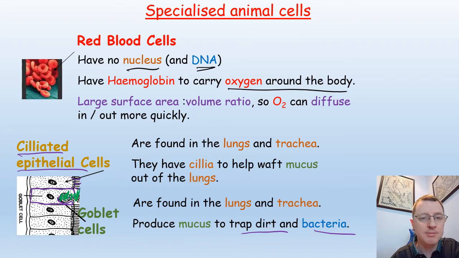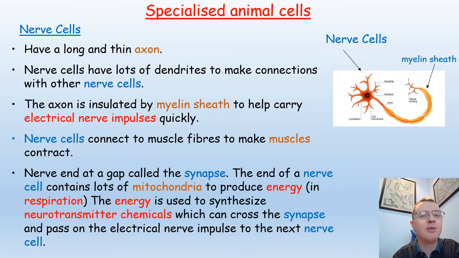The next cell on our list is the nerve cells, sometimes called the neurons, and these nerve cells will have a very long thin axon, this shape here. And the job of that axon is to carry nerve impulses quickly from one nerve cell to another nerve cell, from one neuron to another neuron. So in order to connect with a large number of neurons, at the end of each neuron we have a large number of these things called dendrites to make connections with other nerve cells.